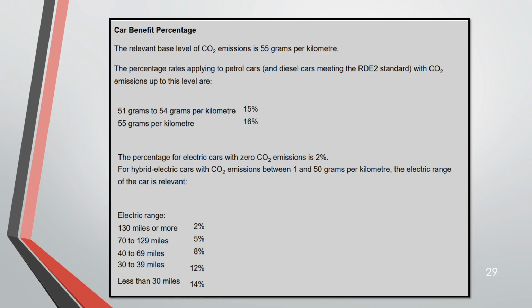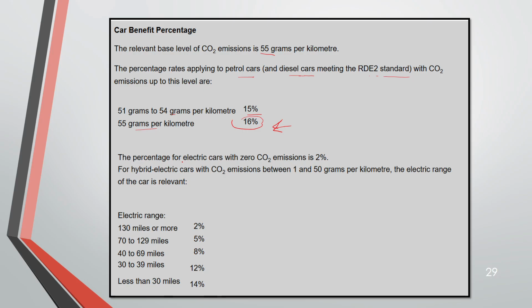Now, this table will help you a lot to understand. Your relevant base level is 55. You have to see whether it is a diesel car or a petrol car. If it's a petrol car or a diesel car meeting the RDE2 standard with CO2 emission of 51 to 54 grams, it's 15%. You have to apply that to the list price. If it's 55 or beyond, it's 16%. Most of the time they will give you the second criteria where it is more than 55.